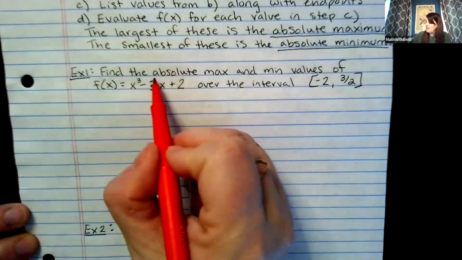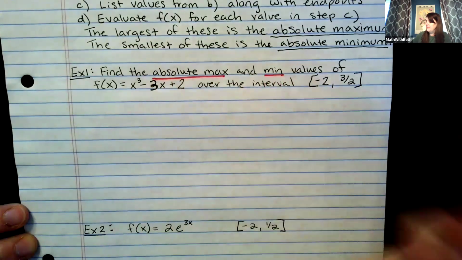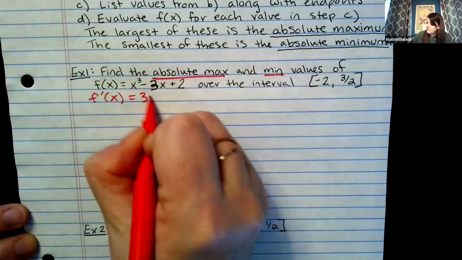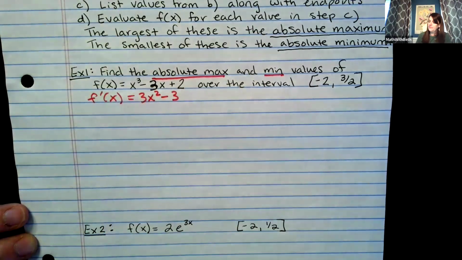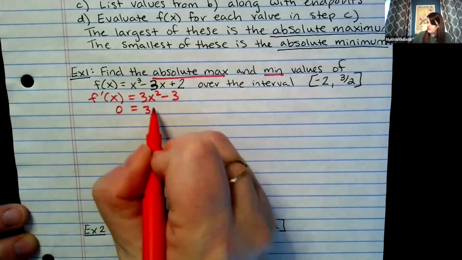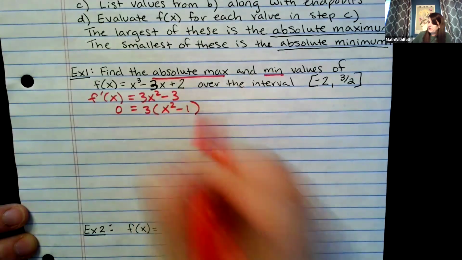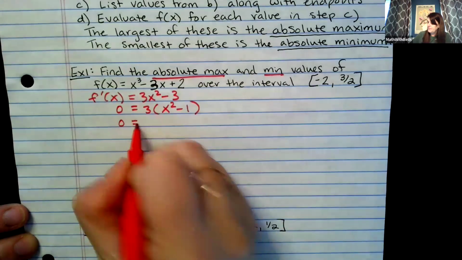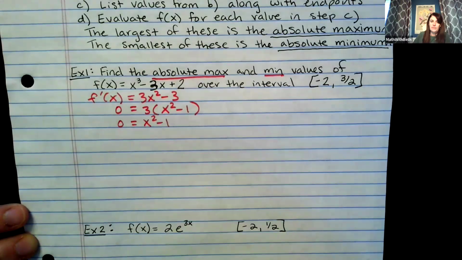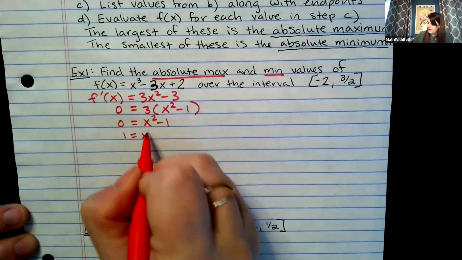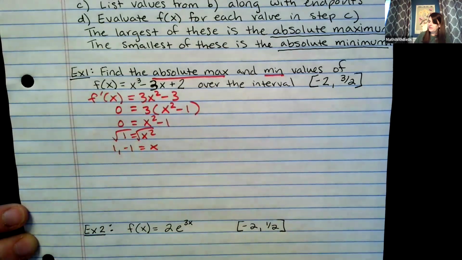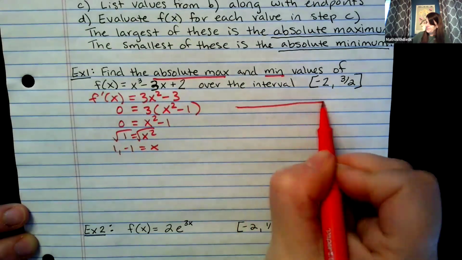So if I wanted to find the absolute max and min of this function, I would first find the derivative. Then I'd find any critical points by setting it equal to 0 and factoring if I can. 3 can't equal 0, but if I set x squared minus 1 equal to 0, I would end up eventually getting 1 and -1 as my answers.